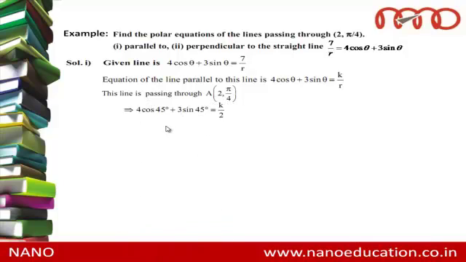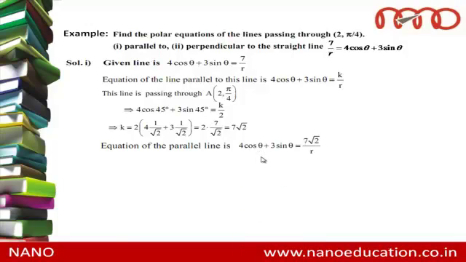So substituting this point in this line, we get the k value, and 4 cos 45 plus 3 sin 45 is equal to k by 2. Thus that gives us k equal to 7 by root 2 into 2, or 7 root 2. The equation of the parallel line is 4 cos theta plus 3 sin theta equal to 7 root 2 by r.